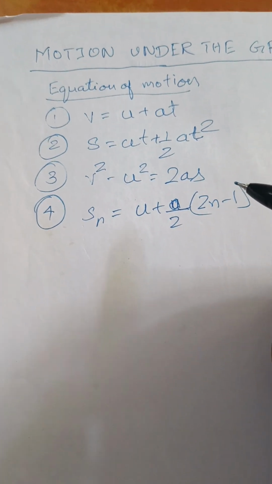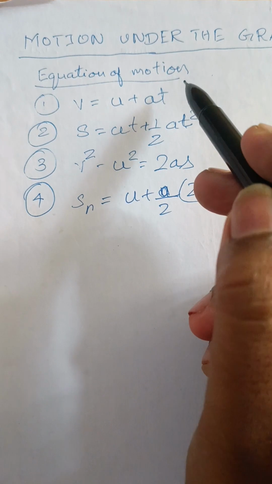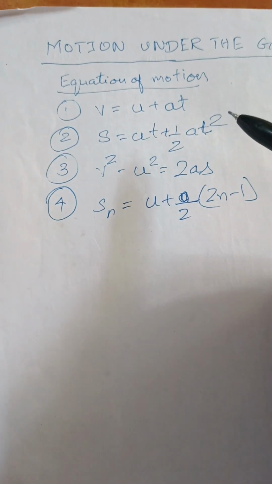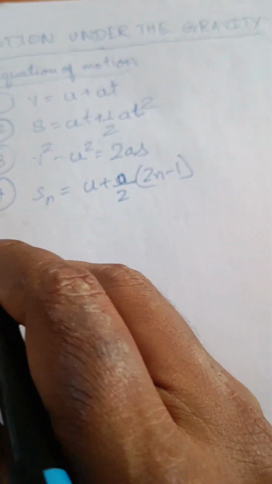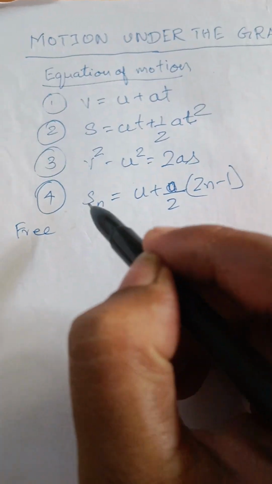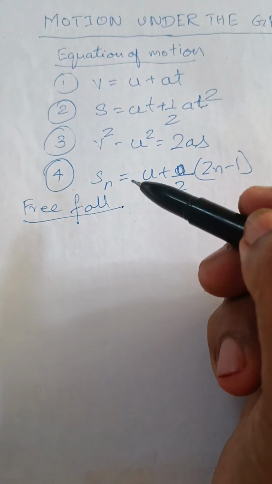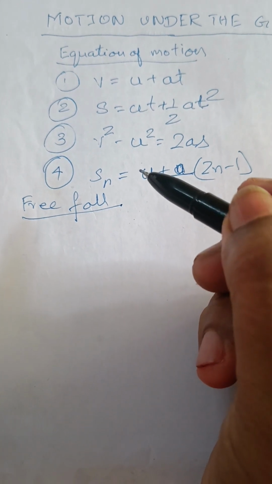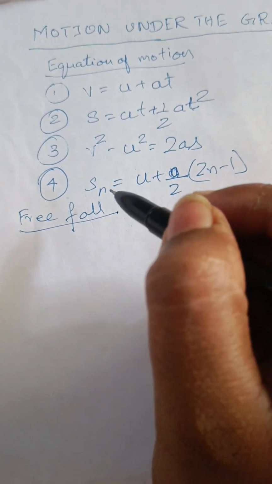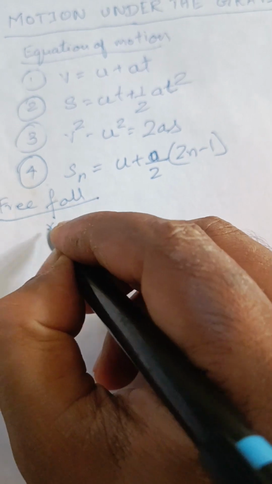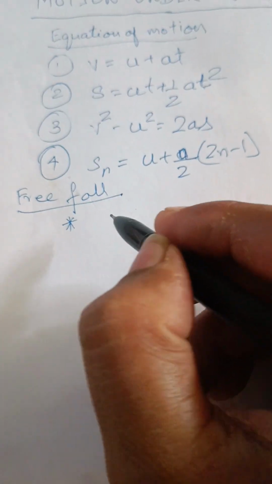Now we are going to discuss motion under gravity, the equation of motion. What is that? That is free fall. You know what free fall is actually all about. What is free fall, and the definition of free fall, that we are going to discuss in today's class.